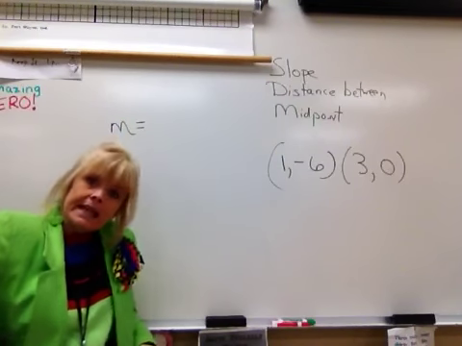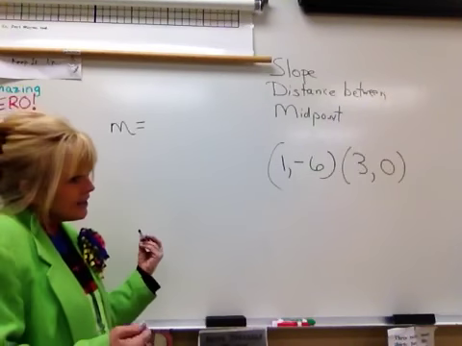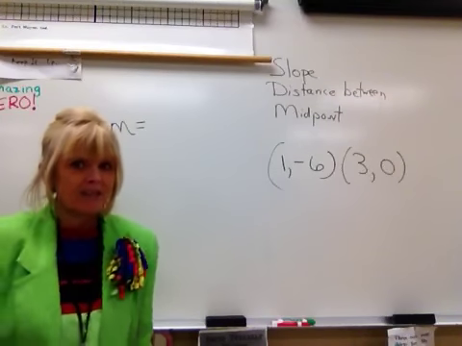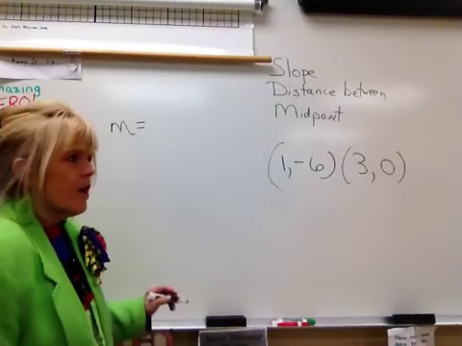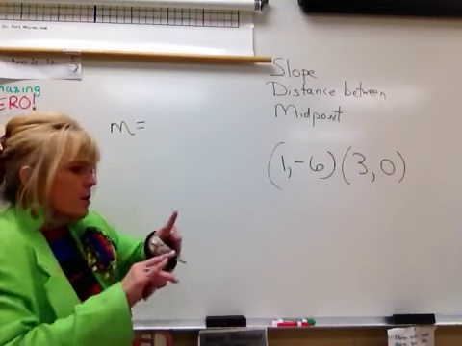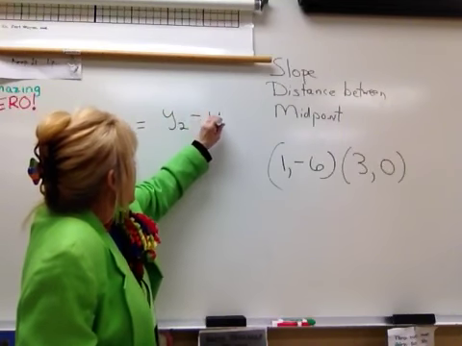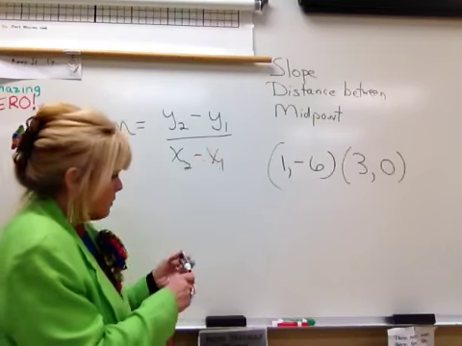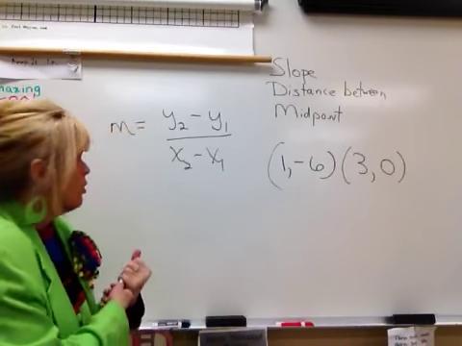The slope is m, and the b is the y-intercept. We don't care about that right now, though. We're doing the slope, m. So the formula is m = (y2 - y1) / (x2 - x1).